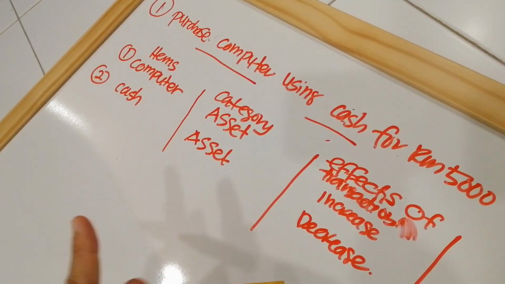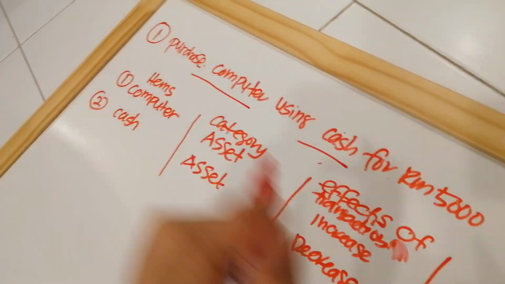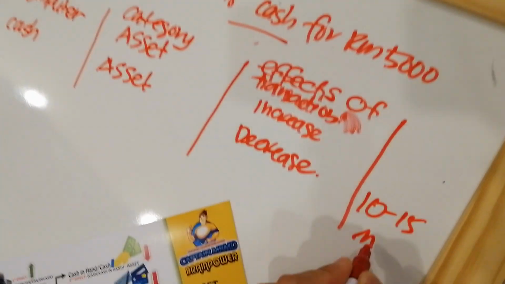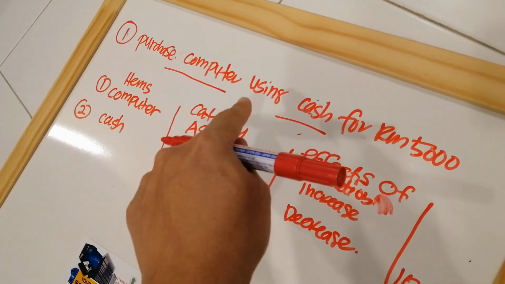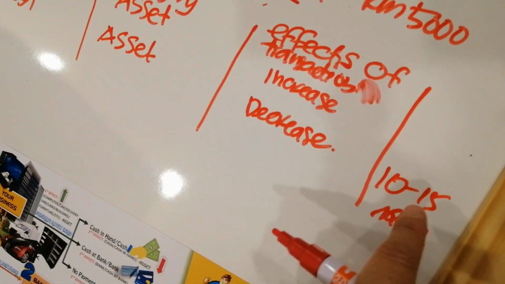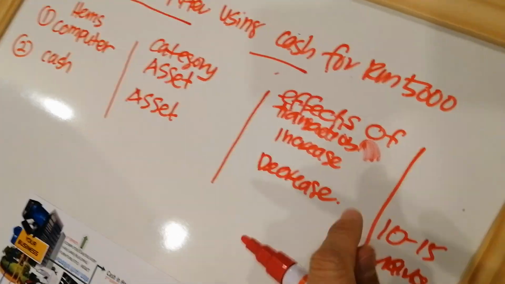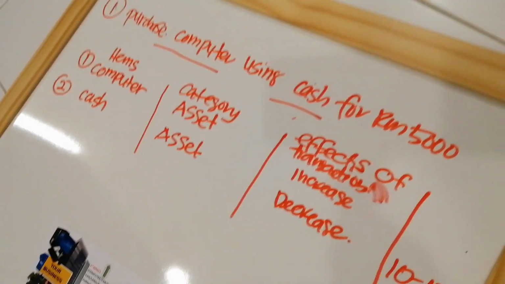So, during the final, if you manage to find this effect, dua ni je. Normally, they give you 10 to 15 marks. Not only for this question lah. Normally, they give you 10 transaction to represent 10 to 15 marks. Okay, maybe one question 2 marks or one transaction for 1 marks.